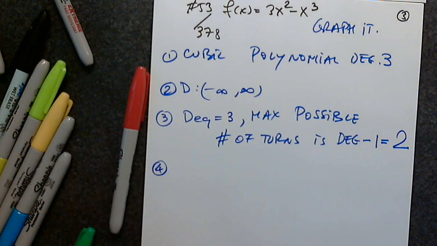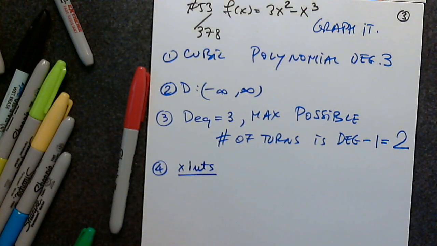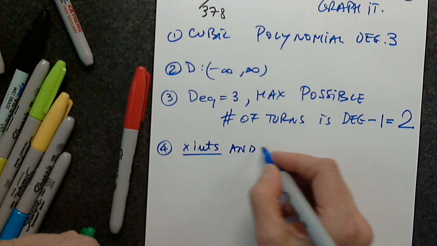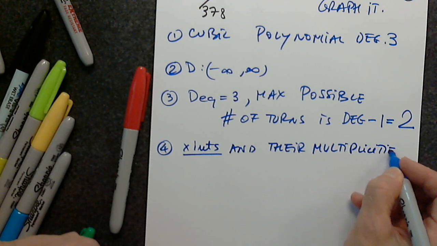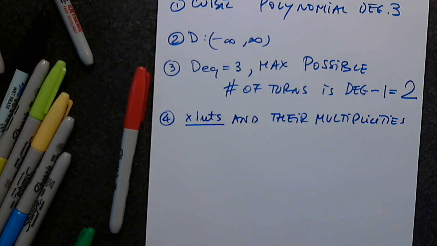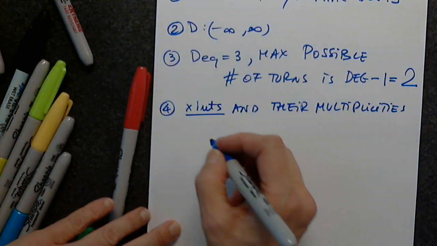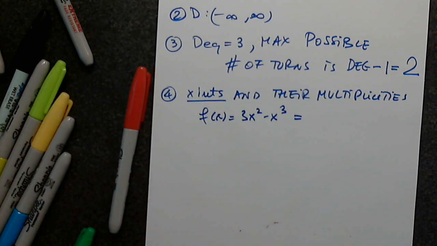Step 4. X-intercepts, and I will make it together with their multiplicities. X-intercepts and their multiplicities. Okay, so I'll write the function one more time here. 3x squared minus x cubed. What will you do first? Kind of mandatory. Say it again. Descending order, absolutely. That's the first step. So in descending order, perfect.